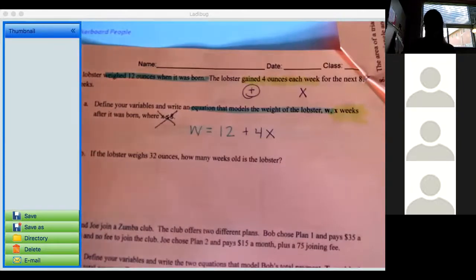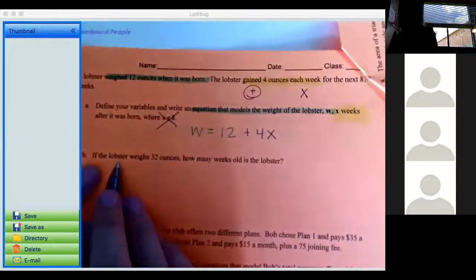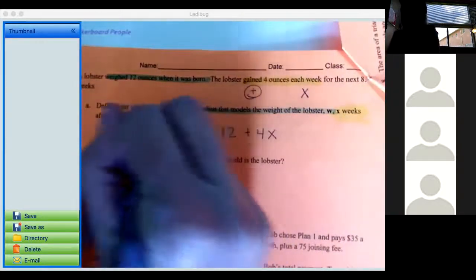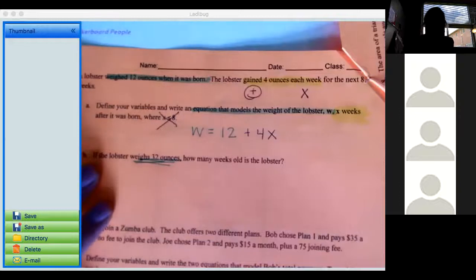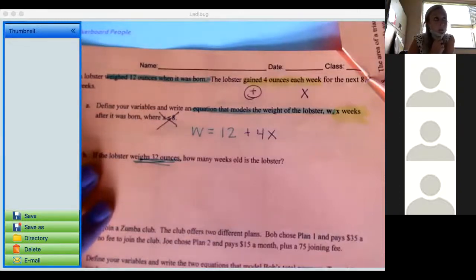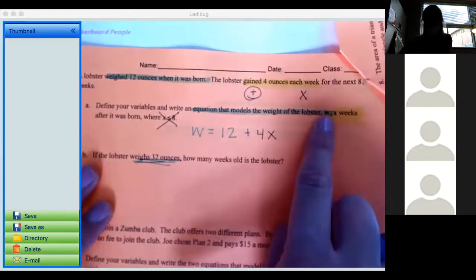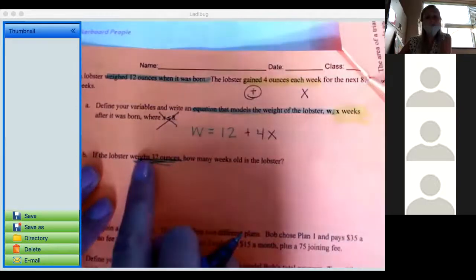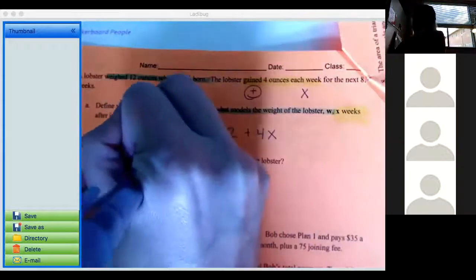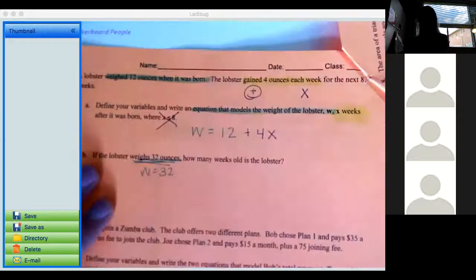Yes. All right, so now this next part. If the lobster weighs 32 ounces, what variable did I just give you? W or X? X. Are you sure? Hmm. Which one's the weight? Read the problem. Equation that models the weight is W. So I gave you the weight, which means I gave you W is 32.